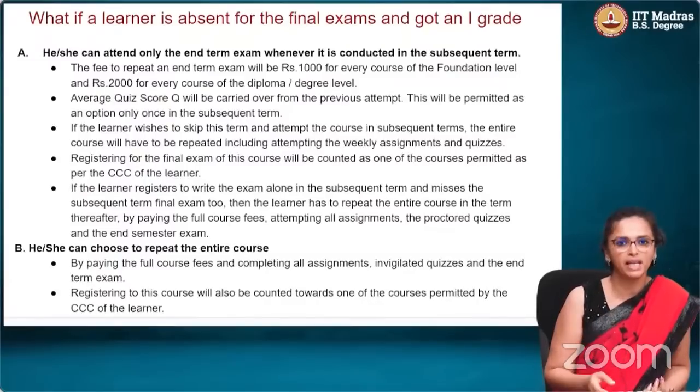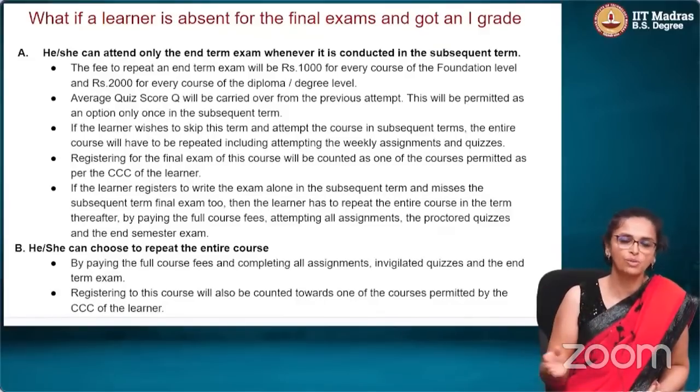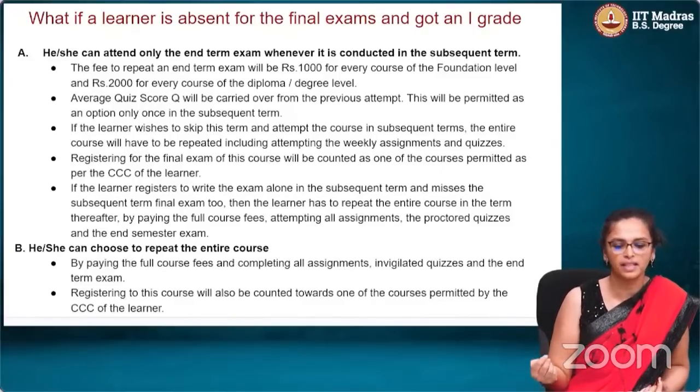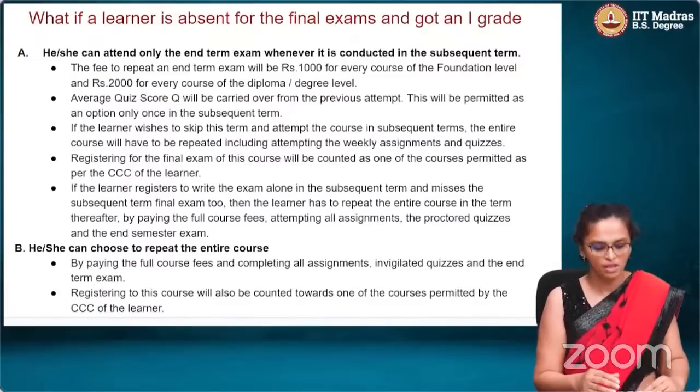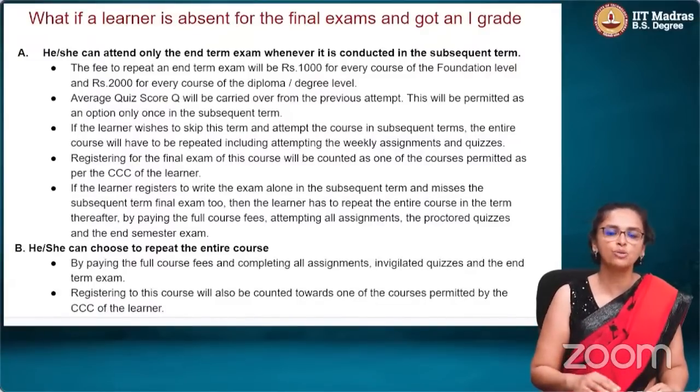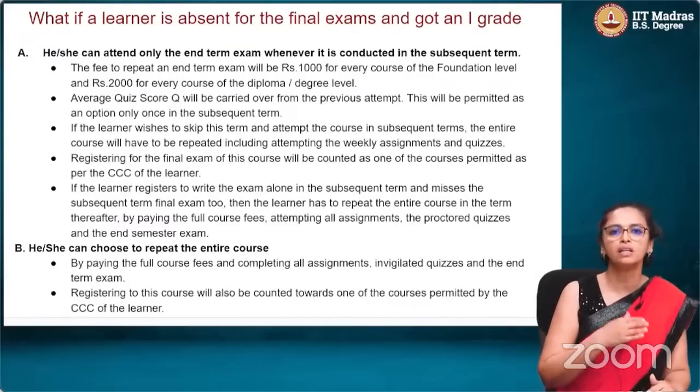If you skip a term, like I said, and you do not register for the end term exam alone in the immediate subsequent term, then you have to repeat the course. You will get a U grade in this and you will have to repeat the entire course after that. Okay. And one more thing is, there are two options. You can choose to write the end term exam alone, or you can choose to repeat the course when you get an I grade.